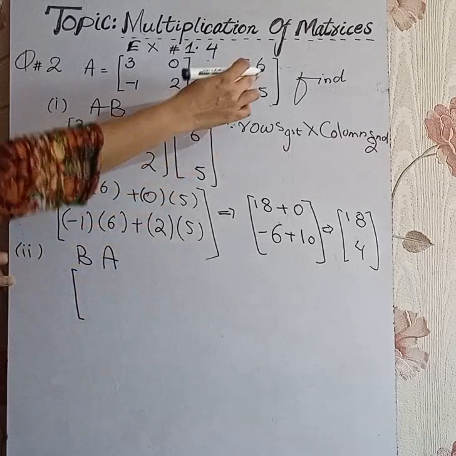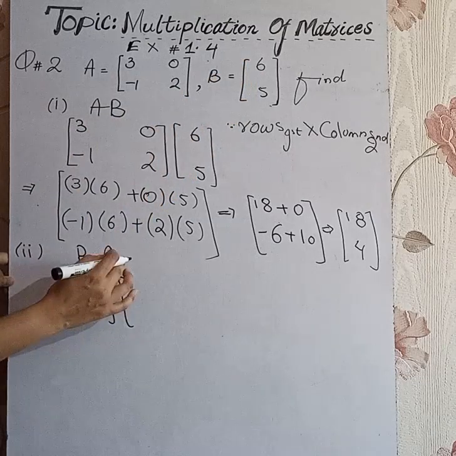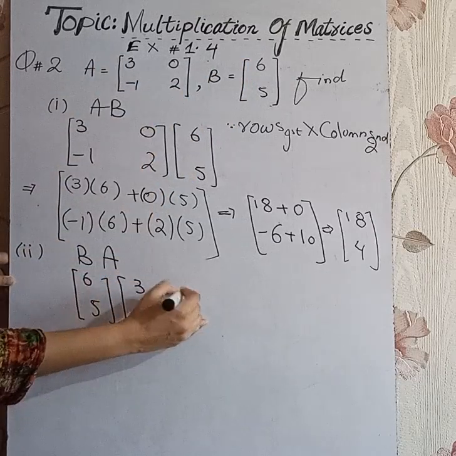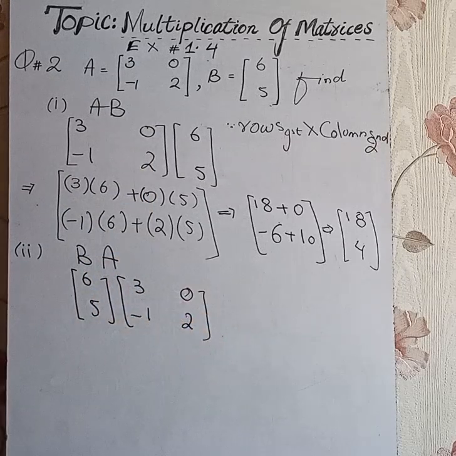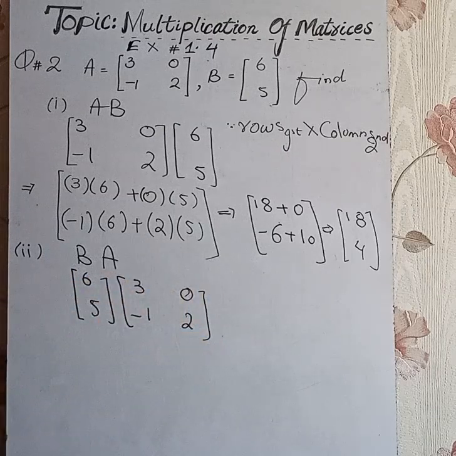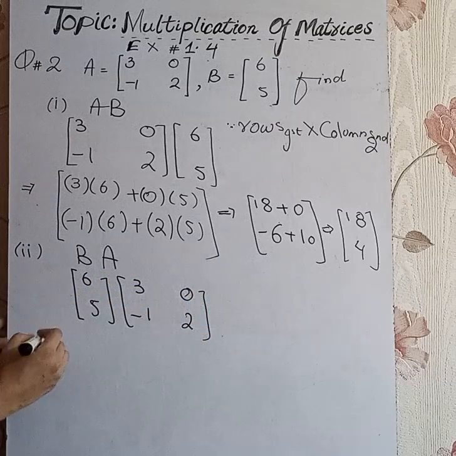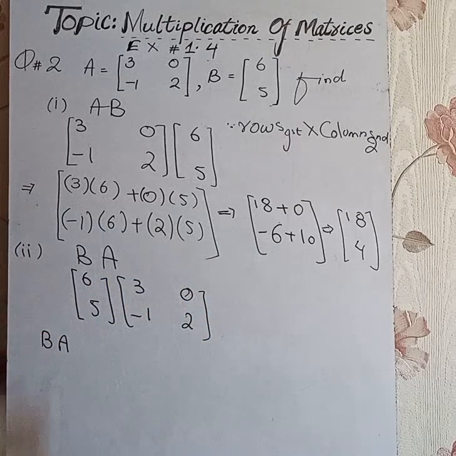First we will write here the matrix B, that is [6, 5], and matrix A, that is [3, 0; -1, 2]. For the compatibility of multiplication, the number of columns of the first matrix should be equal to the number of rows of the second. Here the number of columns is 1 and the number of rows is 2. It means they are not equal. So we write over here that BA, the multiplication of B to A, is not possible.